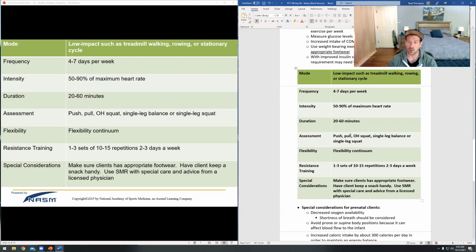Assessments, totally normal here. Pushing assessment, pulling assessment, overhead squat, single leg squat, single leg bound, all of them are good. We really don't have to be too cautious about that. Same thing with the flexibility continuum. You can use the full flexibility continuum. Any type of stretches are going to be appropriate.